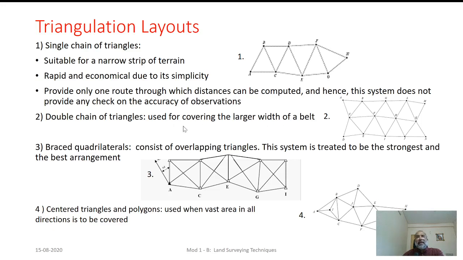Here, this particular network of double triangles can be used where the land has got larger widths, and accordingly if we have to work in belt shaped terrain as such.